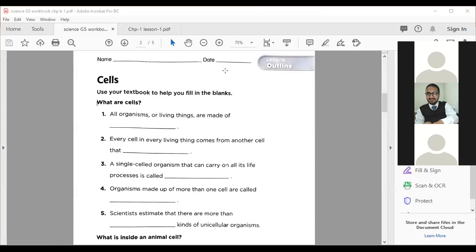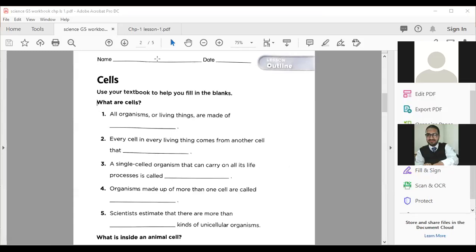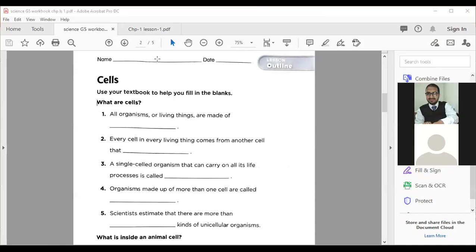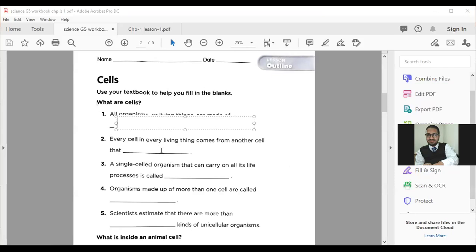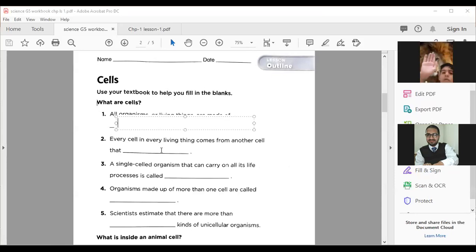Page number 3, workbook page number 3. Your workbook page number 3. So Yazan sent me the answer. Well done. Very nice. Then Tabbat also very nice. Okay. So the first question, also write with the number. For example, number 1 is cell. Cell. Well done.